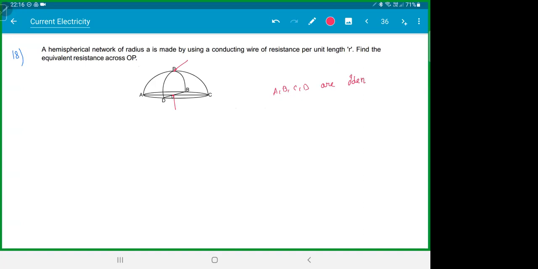Isn't it? When you go from O to P, you can go from OAP, OBP, and OCP, ODP, doesn't matter. All are identical. Look, A, B, C, D are identical. Therefore, all resistors between A, B, C, D can be removed, because they have the same potential.